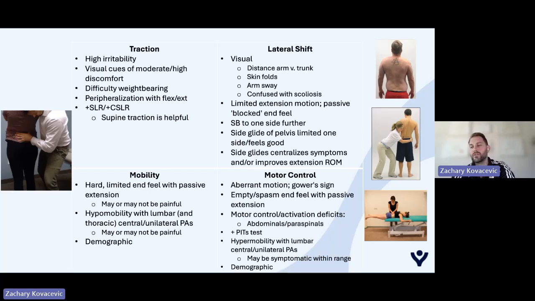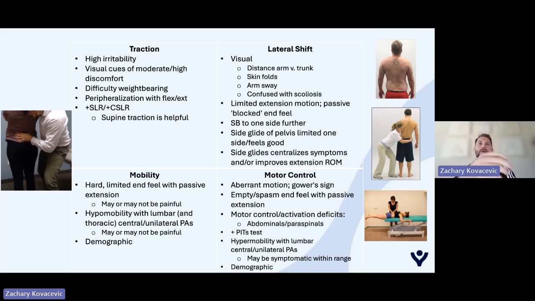So traction benefits those who are of higher irritability. There are just the visual cues that they do not tolerate weight bearing. They are in moderate to high discomfort. They peripheralize with flexion and extension. They might even peripheralize with the lateral shift correction attempt that you do if you see a lateral shift. The one thing that you have to do is check their Sterling grays and their cross Sterling grays. If these are positive, right, traction is helpful.